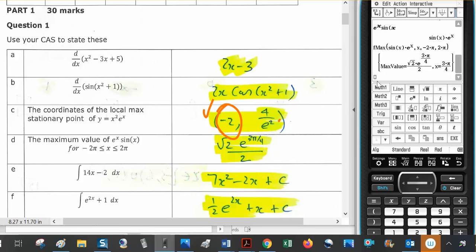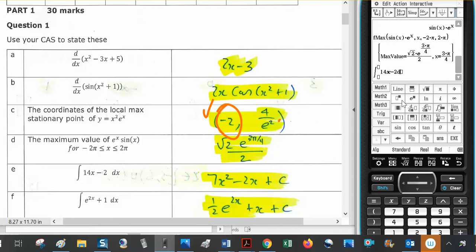Looking at E, I want the antiderivative of 14x minus 2 and there it is, 7x squared minus 2x plus c, and the next one, the antiderivative of e to the 2x and then plus 1 with respect to x, and there's that answer, a half e to the 2x plus x plus a constant c.